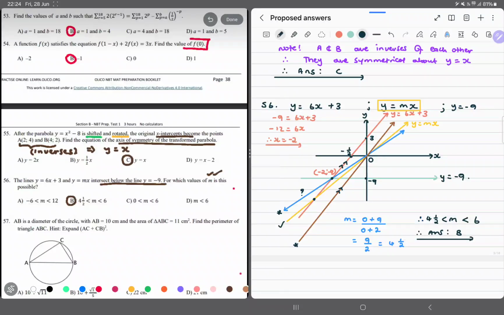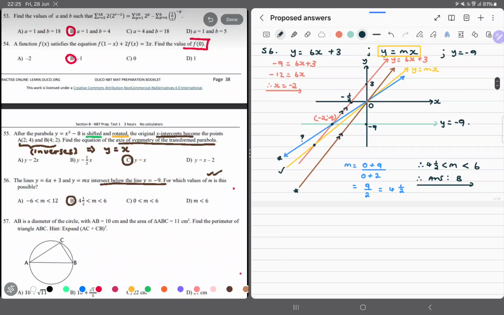So the graphical method, guys, always works. So again, be quick and be analytical, because this is more like analytical geometry coupled with functions, algebra, and all that we already know and understand. I hope this is clear, guys. So let's move on.